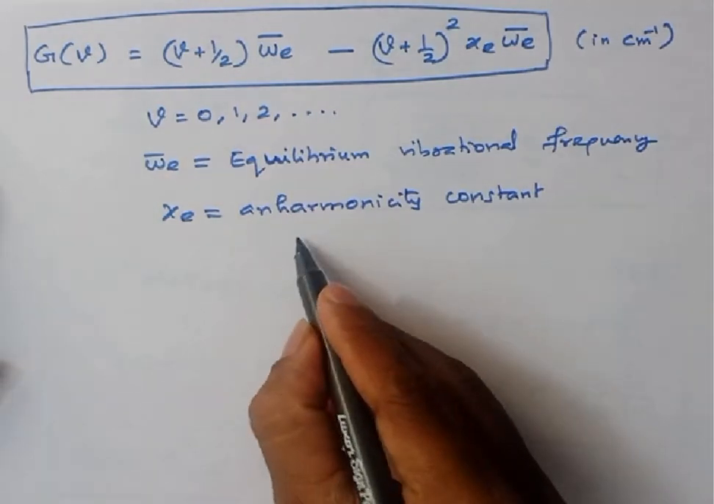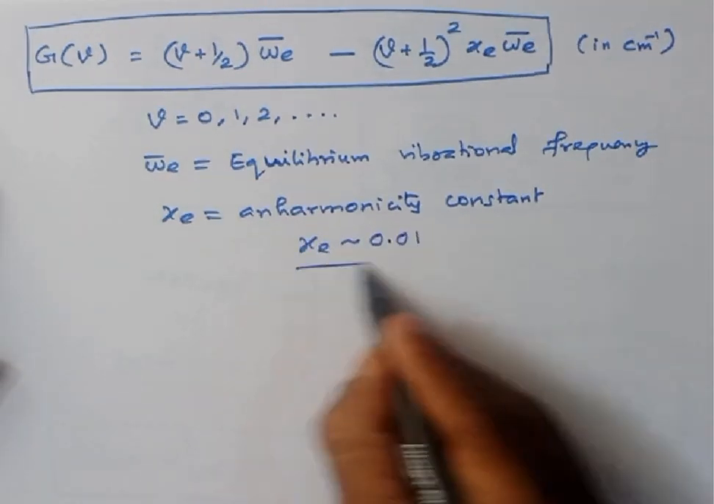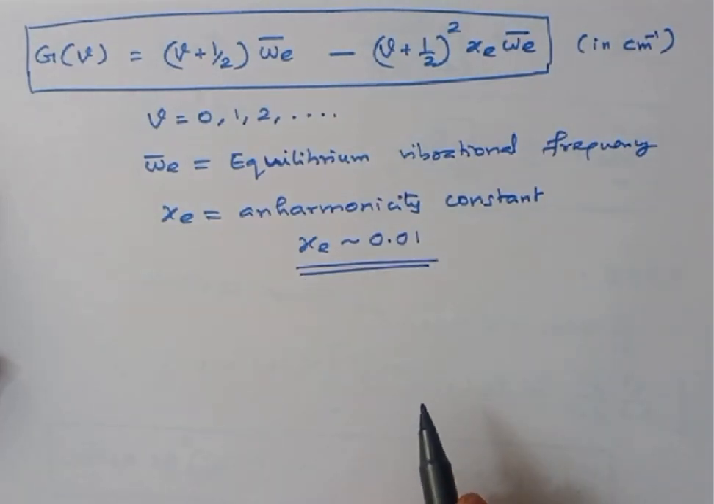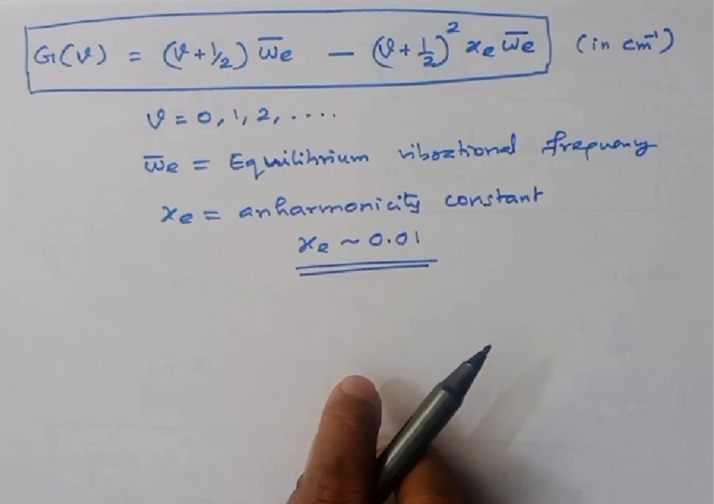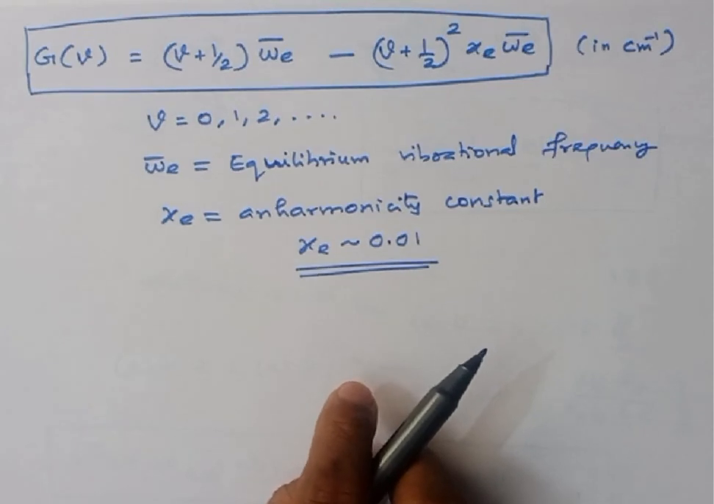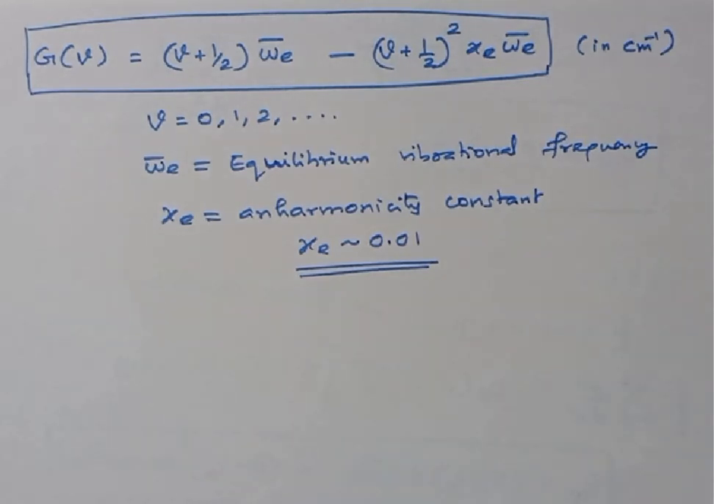Remember, the value of Xe for most molecules will be in the range of 0.01. It is very, very small actually. Xe is called the anharmonicity constant. For most molecules, the value comes out in the range of 0.01. Take it down. Students, is this clear? Any doubt after this? Yes, sir. No doubt.